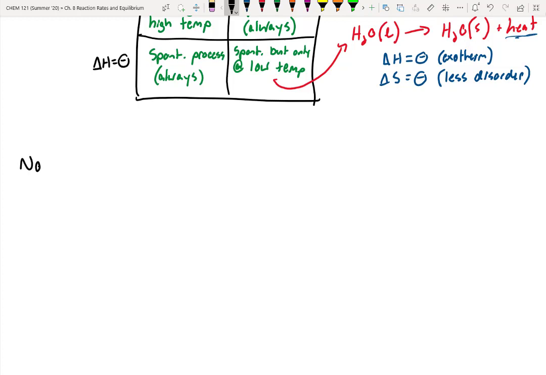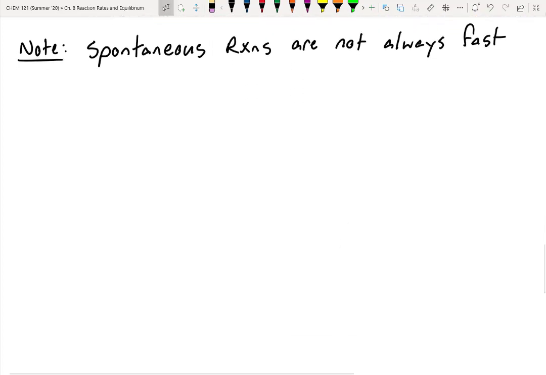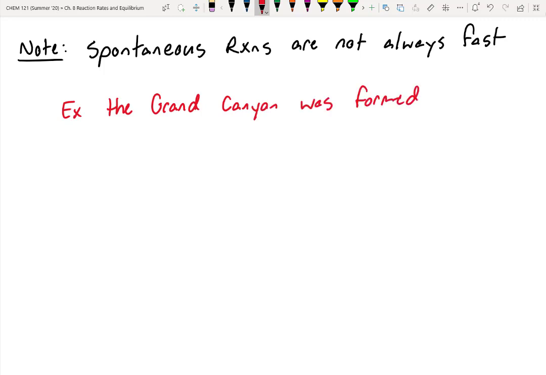All right. And this is just going to be a quick note as it relates to spontaneous reactions. So this note is that spontaneous reactions are not always fast. It's kind of weird to think about. So why aren't they always fast? Well, let's think about it this way. Let's think about the Grand Canyon. It was formed spontaneously.